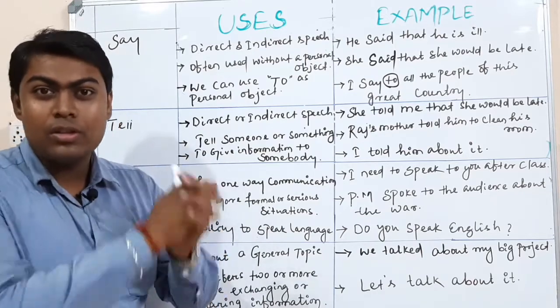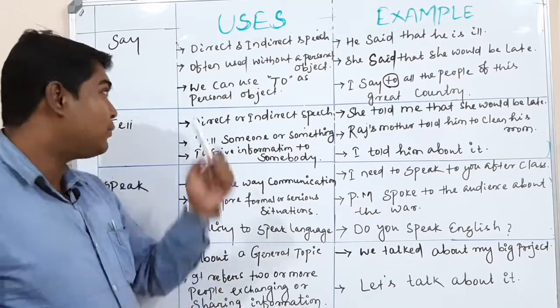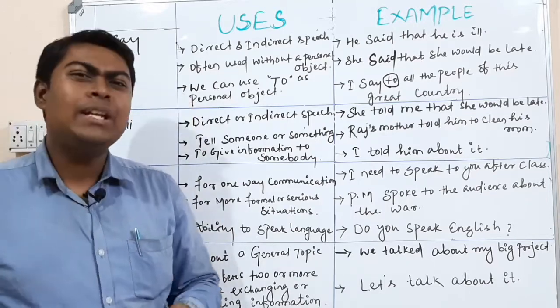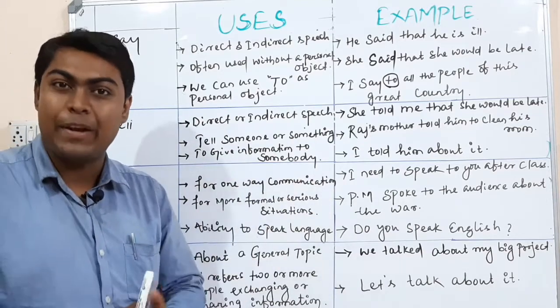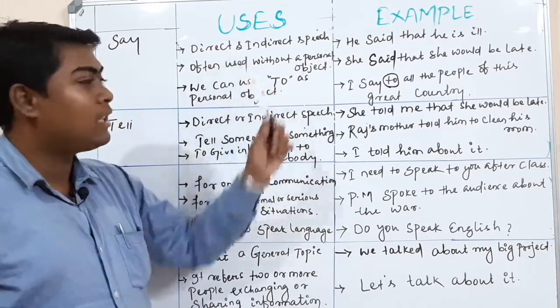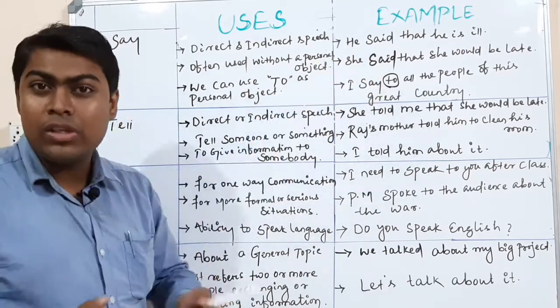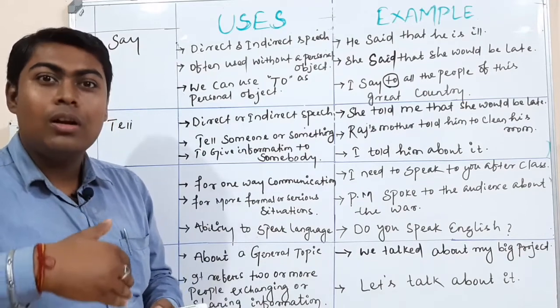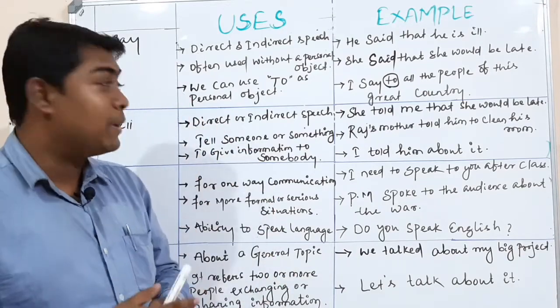So now coming to the session: what is the difference between these four? We will start with the first, say. We can use say in the first condition, in case of direct or indirect speech. Here you can take the example: He said that he is ill. That means you are passing the message by indirect speech or direct speech.